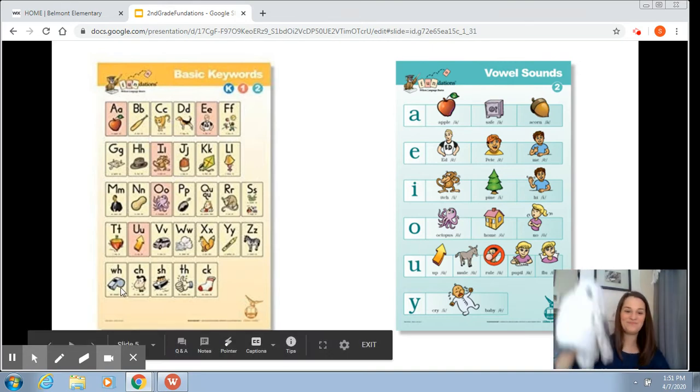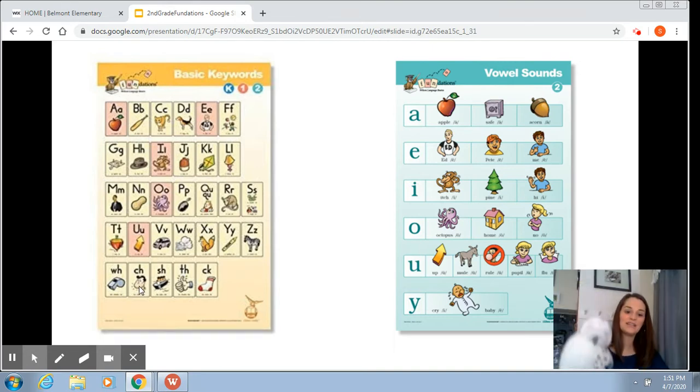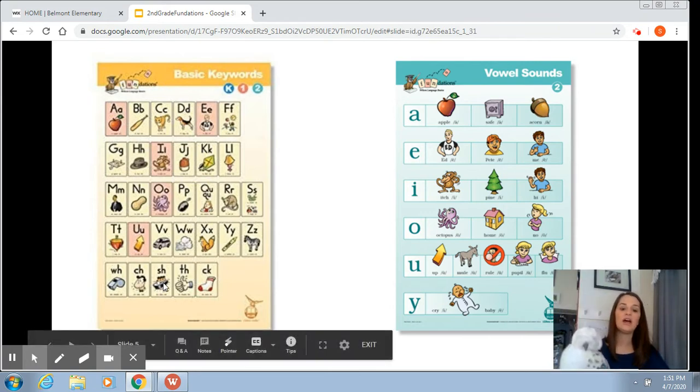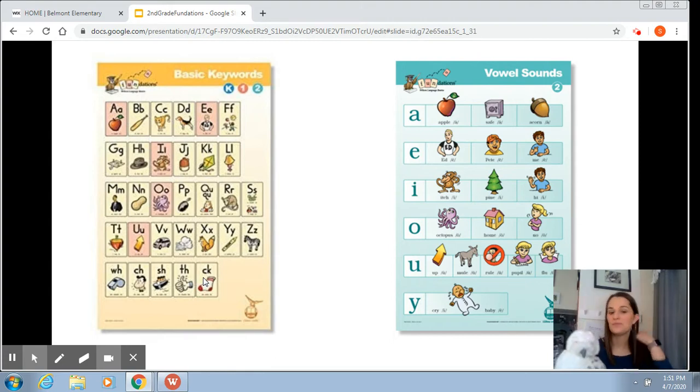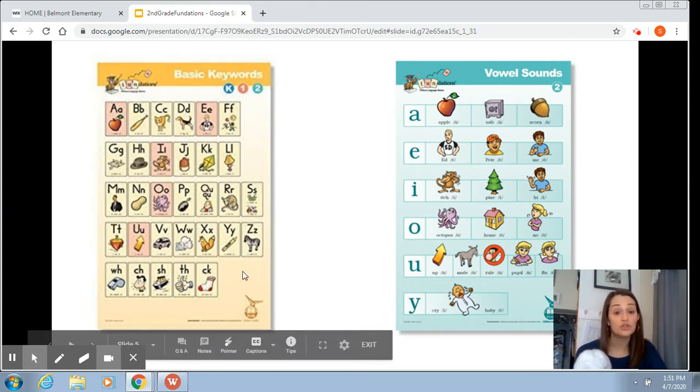W, Ch, Sh, F, K. Excellent. Now we practiced our short vowel sounds when we did our alphabet sounds just now, but I wanted to move on to our long vowel sounds.